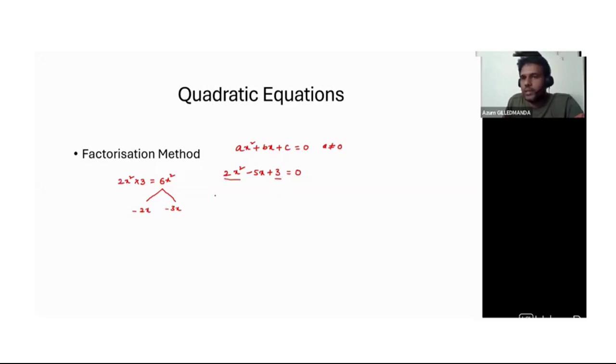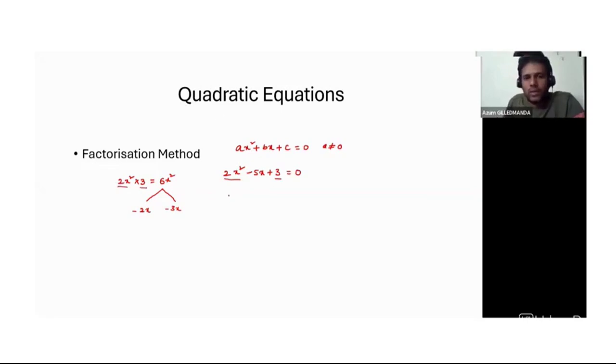So the thumb rule here is that we need to split the middle term in such a way that if I add those two, I should get the middle term. If I multiply them, then I should get 6x square. Where did we get this 6x square from? By multiplying the first term and the last term in the quadratic equation.